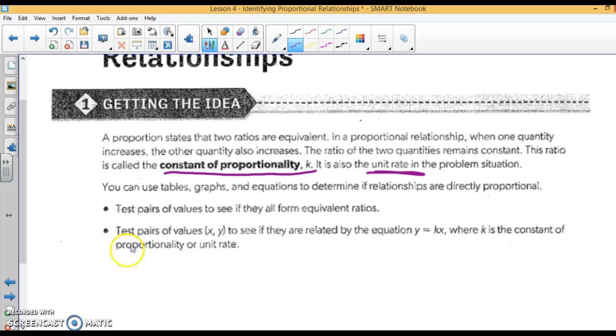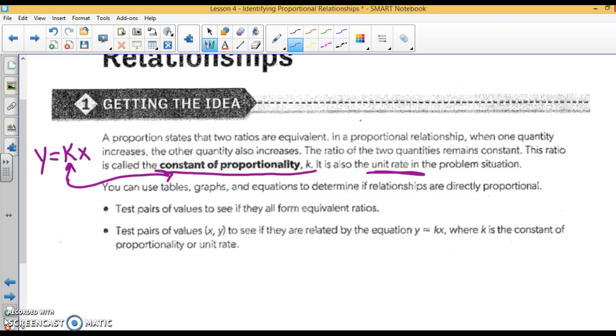Okay? You can use tables, graphs, and equations to determine if relationships are directly proportional. Basically, if they're directly proportional, they have to have a constant rate of change, which is the constant of proportionality. It's the unit rate. The equation that you need to know is this: y equals kx. That is going to be true for every pair of points, x, y. And if it is, then it is proportional. And k is the constant of proportionality. It is the unit rate.